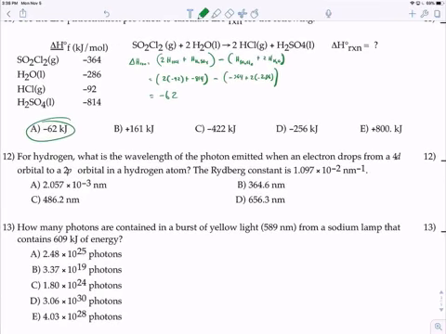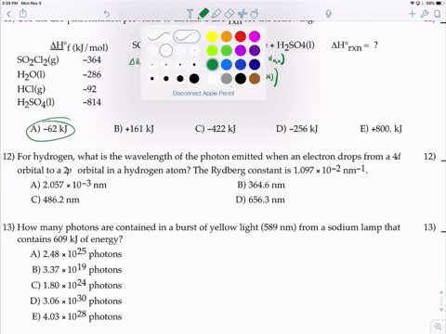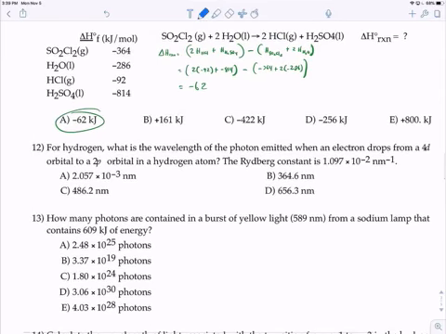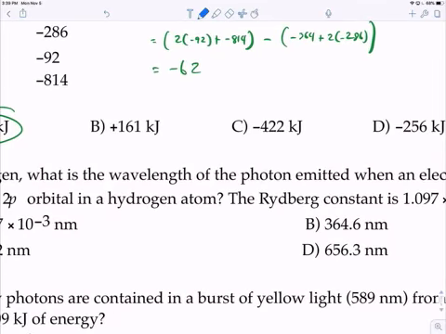Okay. Two ways to do this problem. There's an easy way and there's a hard way. I will do the easy way first. So it drops from 4d to a 2p orbital. Rydberg constant is this. So we have 1, 2, 3, 4. So we have an electron in the 4 dropping down to the 2.